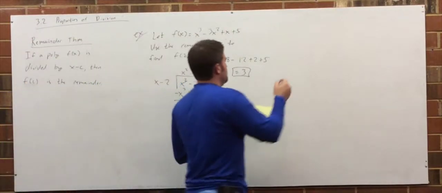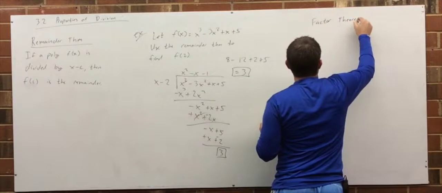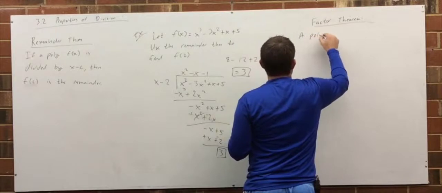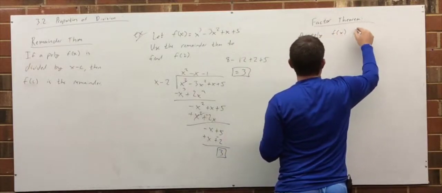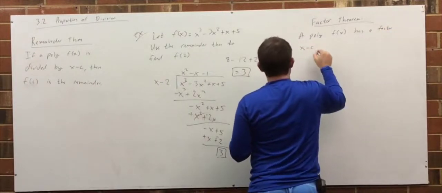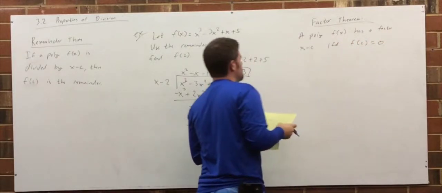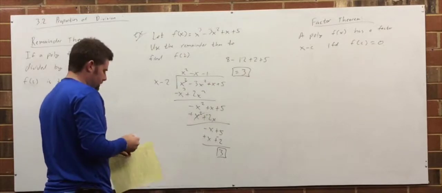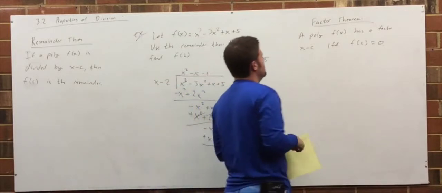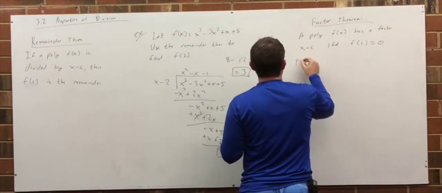Now, we got another theorem called the factor theorem. It says this. It says a polynomial f of x has a factor x minus c if and only if f of c equals 0. We're going to prove this theorem using the remainder theorem. Polynomial f of x has a factor of x minus c if and only if f of c equals 0. So here's your proof. It's a pretty short one, not too bad.